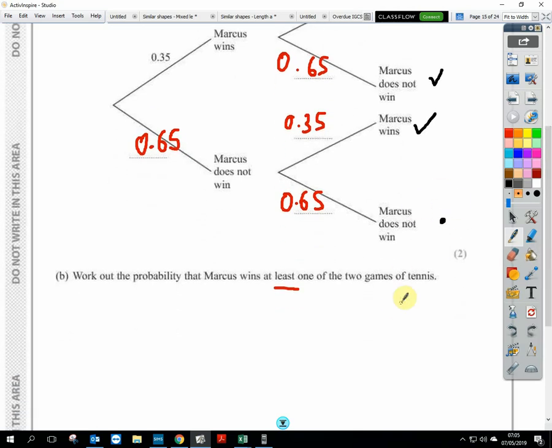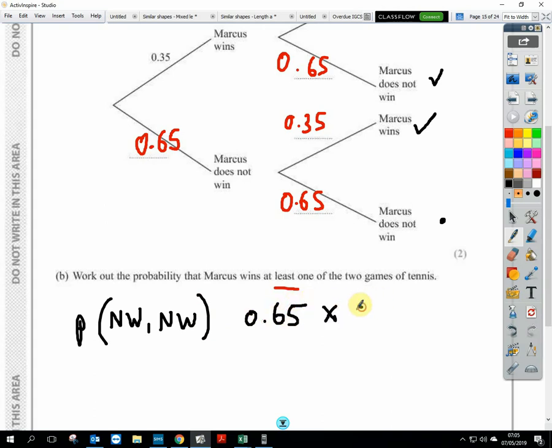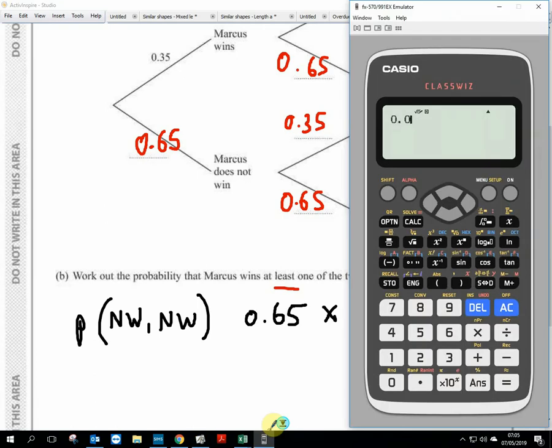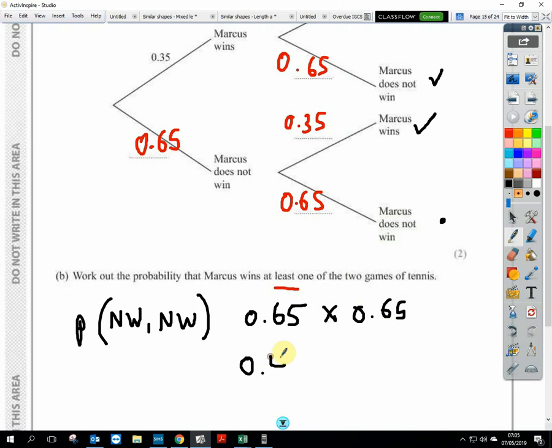And this is the one I'm going to work out. So I'm going to work out the probability that he does not win. Right? And you might think, well, why am I doing that? That's because I'd rather work out one branch than to work out 3 branches, because I'm a bit lazy like that. So 0.65 multiplied by 0.65 gives me this 0.4225.